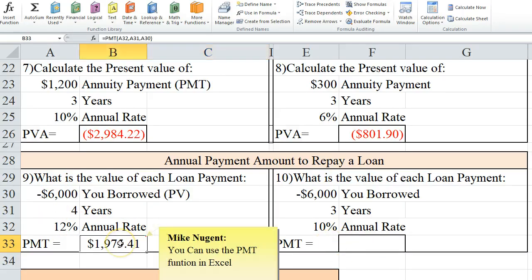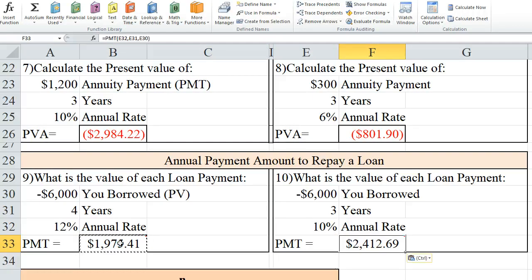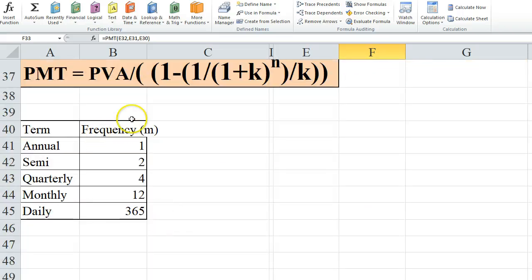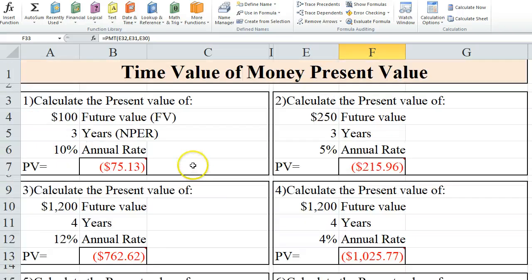Okay. So I'm going to just copy this field, paste it over here. If it's 3 years you're paying back, your payment's going to be higher because you have 3 years to pay it, not 4. And these are the actual time value of money formulas for present value, and our frequency table added in again. Okay. So let's move over to Annuity Due.